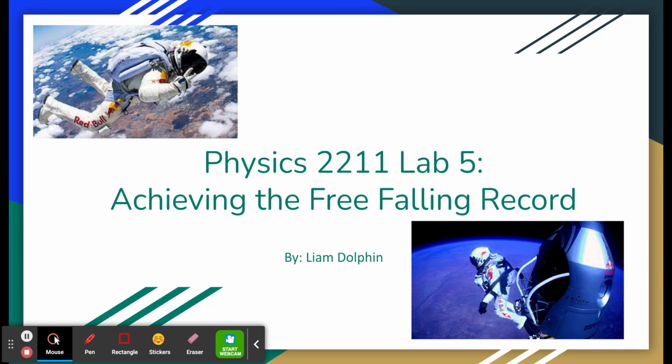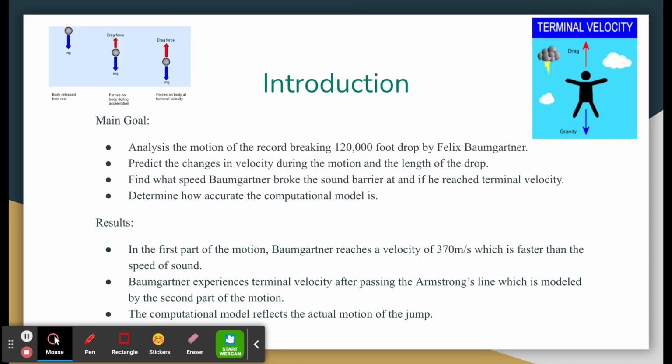Hello everyone, we are here with Physics 2211 Lab 5, Achieving the Free Falling Record. We will examine a jump by Felix Baumgartner, which was a drop from over 120,000 feet. Now, we're going to have a couple goals for this lab. Our first is to analyze the motion and understand how he achieved a drop from so high up.